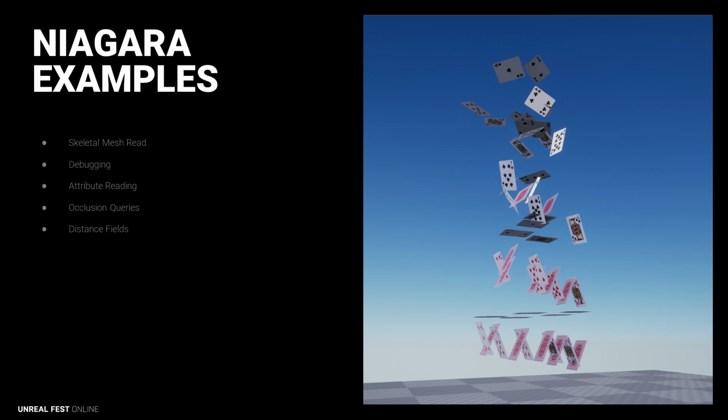So the new querying system allows us to do things like sample the distance field on particles, or figure out whether those particles are being occluded or not. And the attribute reader allows us to read or share particle data between other particles. This stuff is incredibly useful. You're going to have a lot of fun with it. So let's just dive straight into the engine.